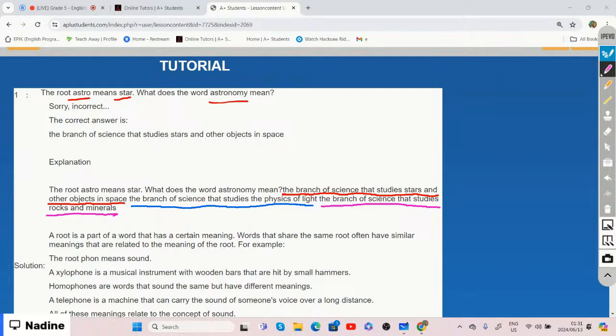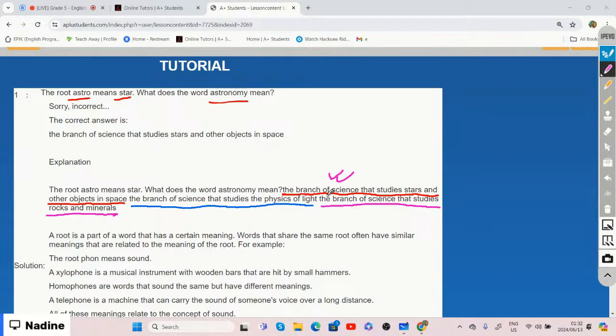All right, so if we look at the word astronomy, it says that the root word astro means star, which means that the word astronomy means the branch of science that studies stars and other objects in space, right? So the underlined meaning in red will then be our answer. It is where they study stars and other objects in space, right?